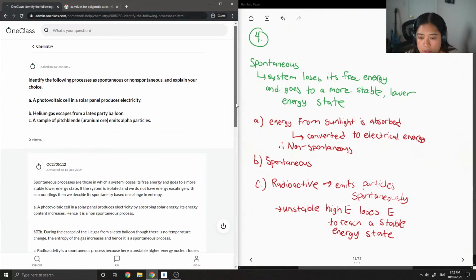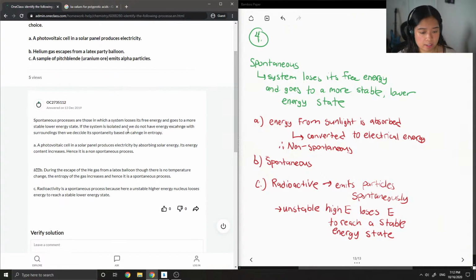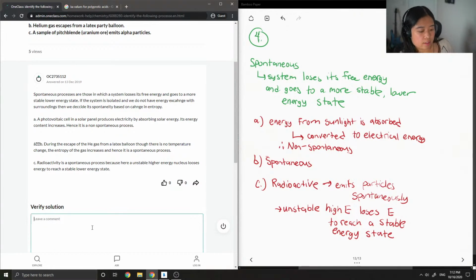And then let's see what our junior tutor said. Photovoltaic cell in a solar panel produces electricity. Its energy content increases, hence it is a non-spontaneous process. During the escape of helium gas, no temperature change, entropy of the gas increases, hence it's spontaneous. And then finally, radioactivity is a spontaneous process because here an unstable high energy nucleus loses energy to reach a stable lower energy state. So this solution is correct.